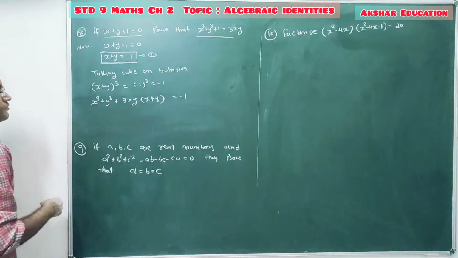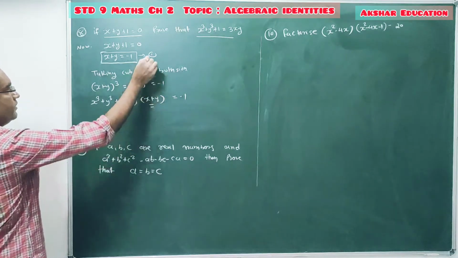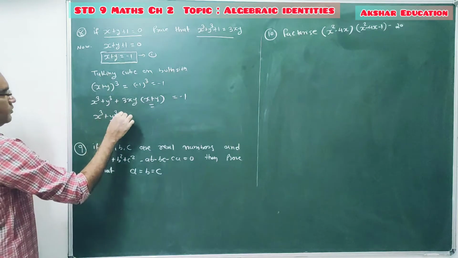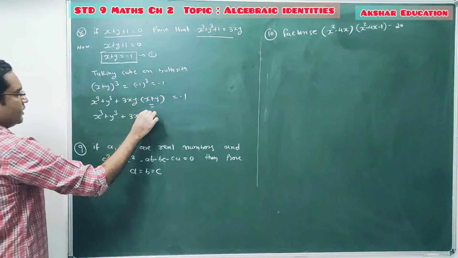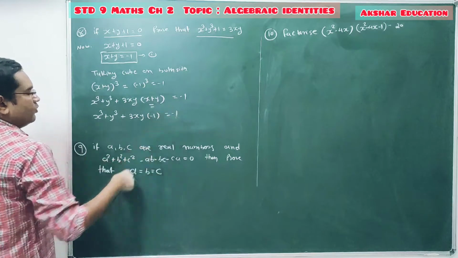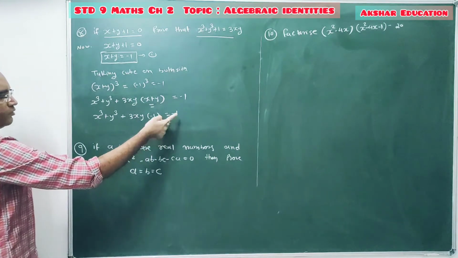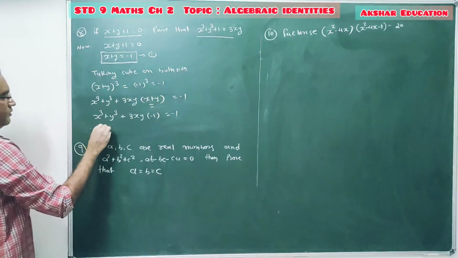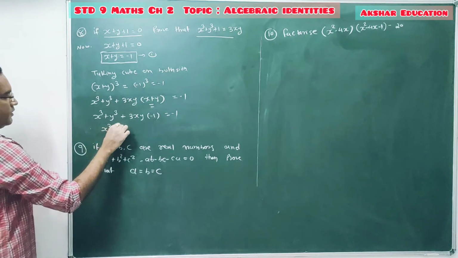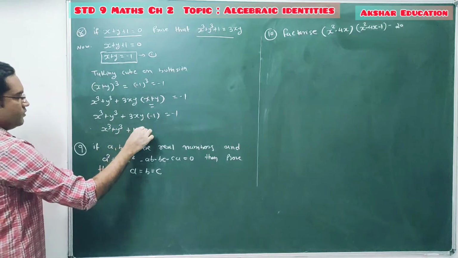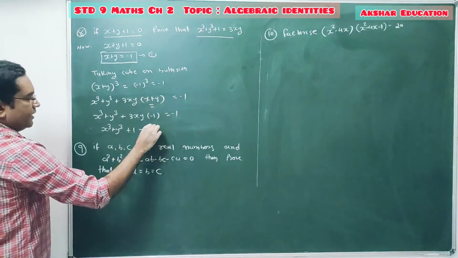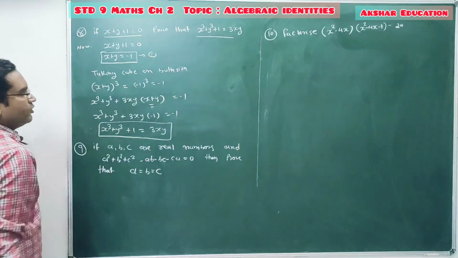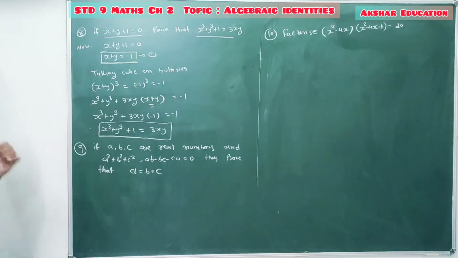equal to minus 1. Now this x plus y is minus 1. So here x cube plus y cube plus 3xy into minus 1. Taking this minus 1 on the left hand side, and this minus 3xy on the right hand side, you get the required result. x cube plus y cube plus 1 equal to minus 3xy on the right hand side, so it's plus 3xy. So this is how you can solve your question number 8.